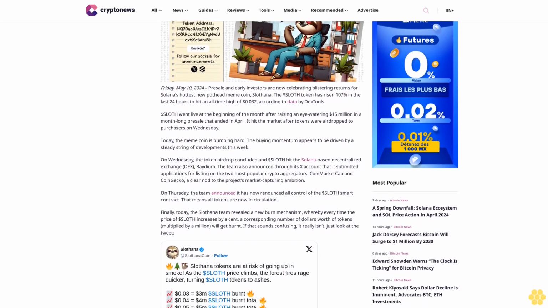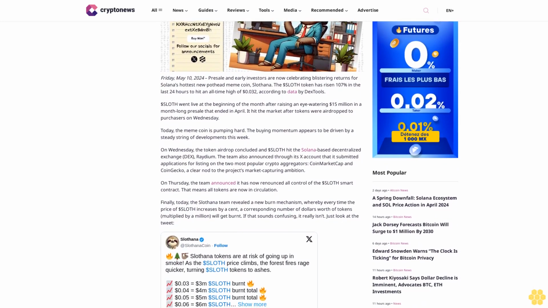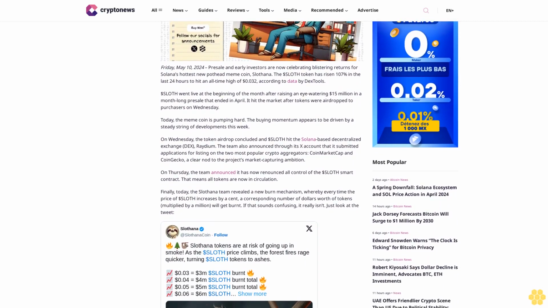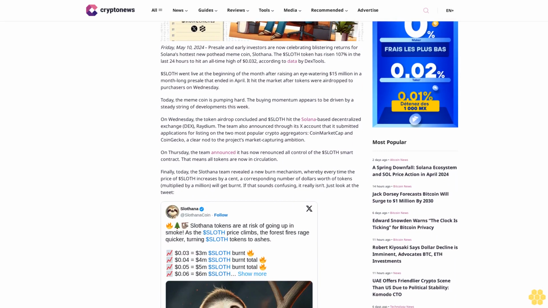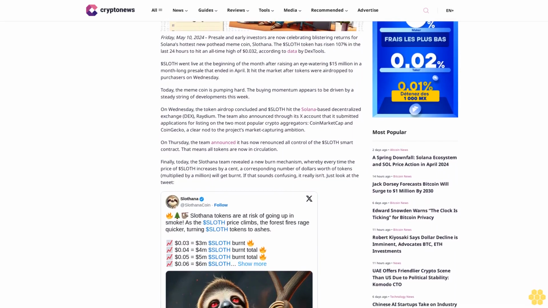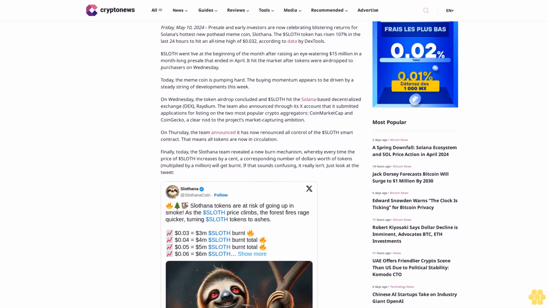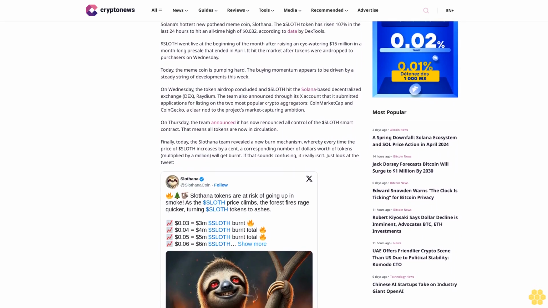$SLOTH went live at the beginning of the month after raising an eye-watering $15 million in a month-long presale that ended in April. It hit the market after tokens were airdropped to purchasers on Wednesday. Today, the meme coin is pumping hard. The buying momentum appears to be driven by a steady string of developments this week.